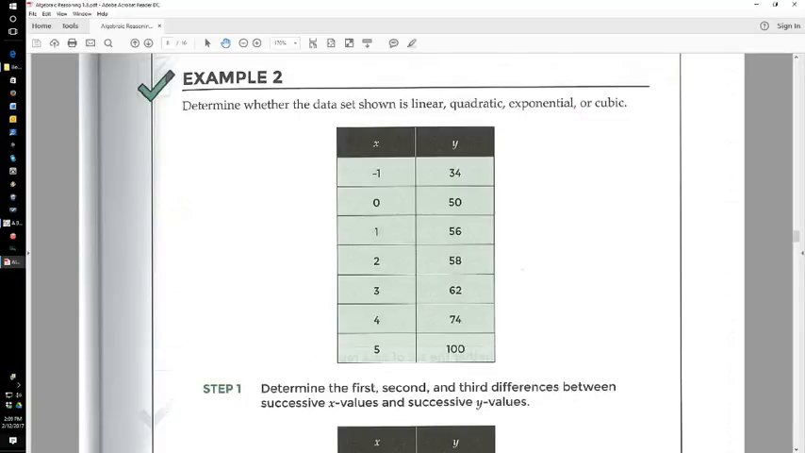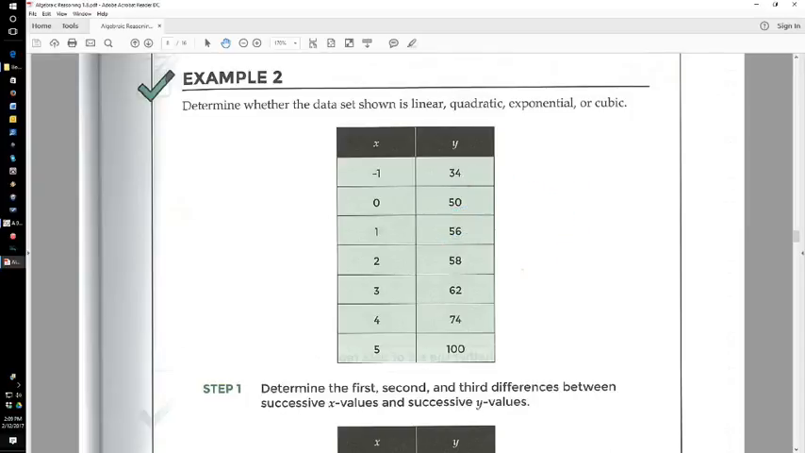So 50 divided by 34 is 1.47. And 56 divided by 50, I get 1.12. And 58 divided by 56, I get 1.03. So already you can tell this isn't exponential. It's getting too different too quickly. So we just nixed that.